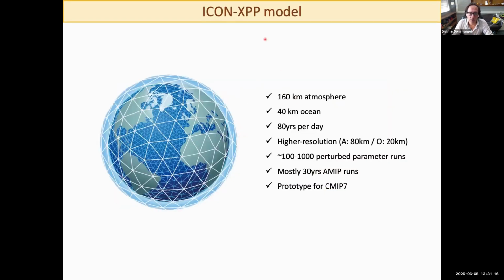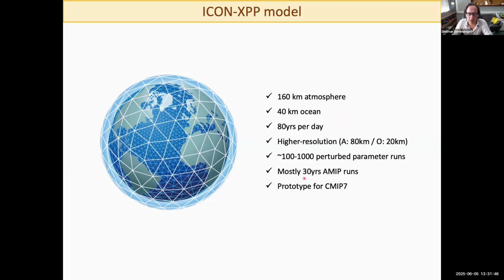So the model that I'm talking about is the ICON-XPP. The resolution of the atmosphere is 160 kilometers, the ocean is 40 kilometers. It runs about 80 years per day on the Max Planck computer. This is fairly important because we are actually doing a lot of runs. What I'm talking about are hundreds to 1,000 perturbed parameter runs that we have done in the last year. We also have a higher resolution version where we double the atmospheric resolution and also double the ocean resolution.